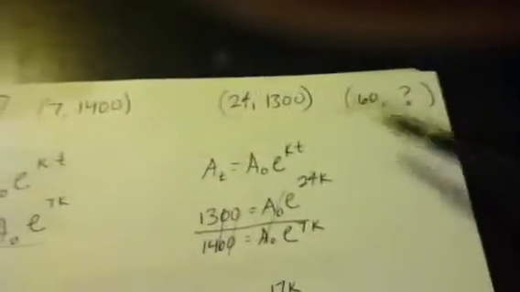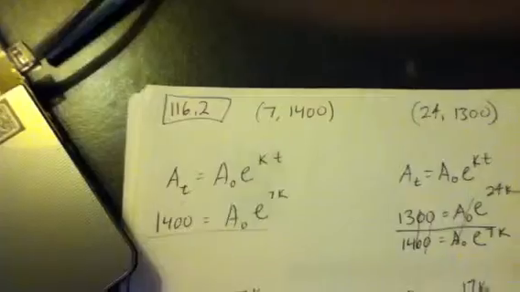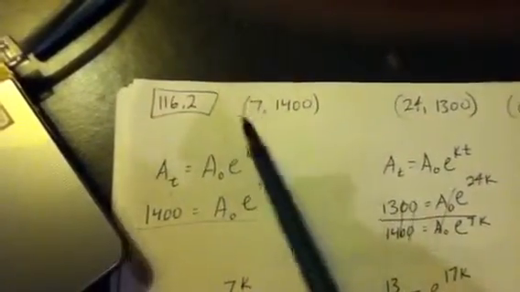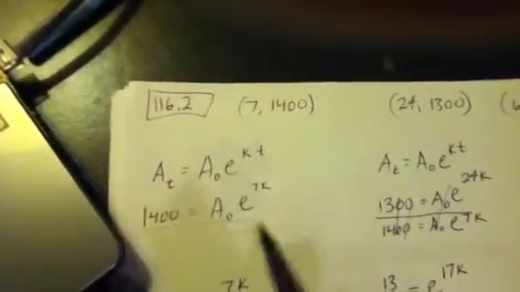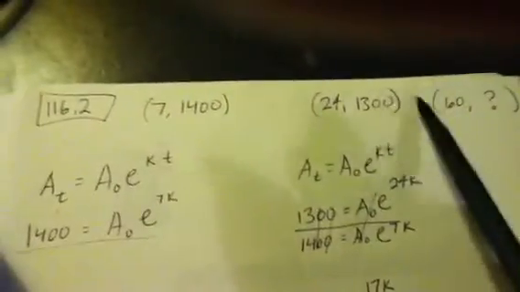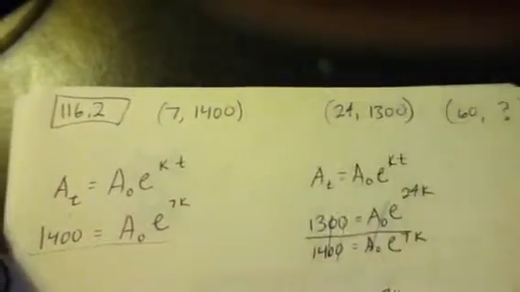And I know that since they told me it's exponential decay, it's a sub t equals a sub 0 times e to the kt. So I plug in, for the first ordered pair, I got a little equation, and for the second ordered pair, I also got an equation, but you can see I did something to it.